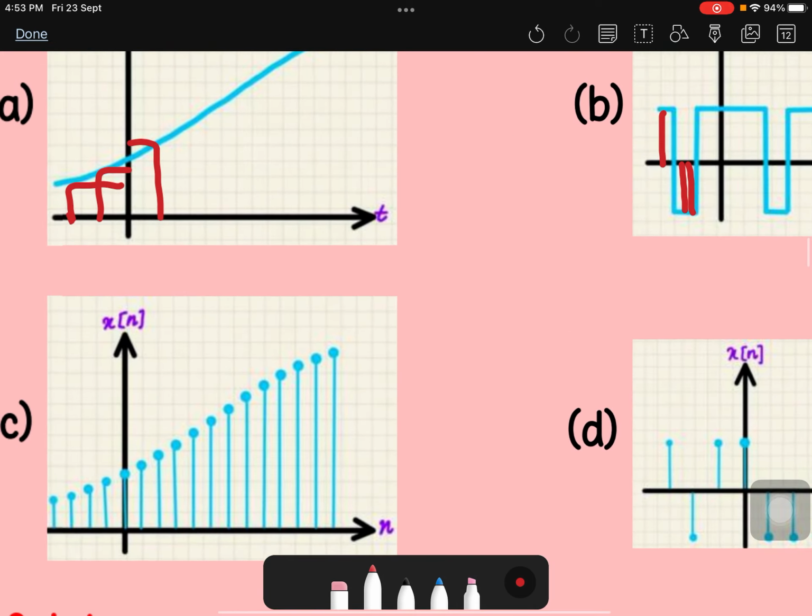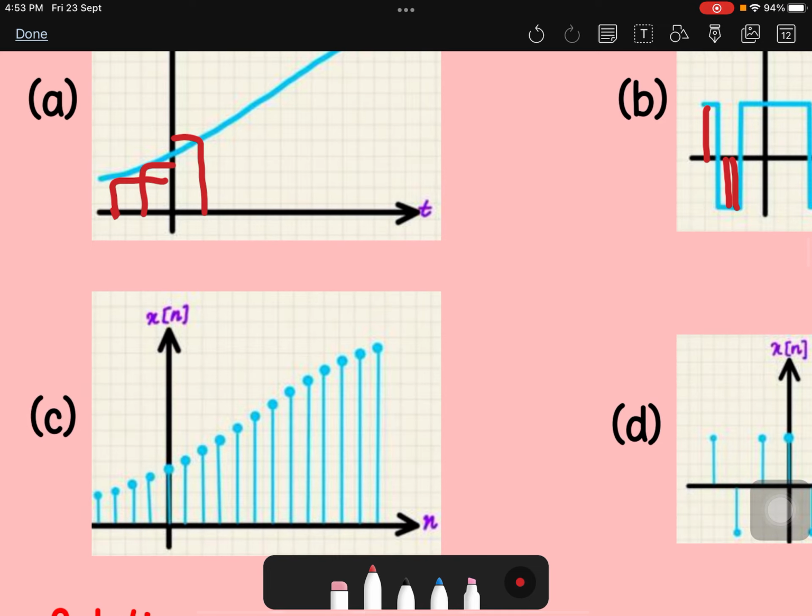And if you look here at figure C, the amplitude is only available at specific points of time. For example, at this time, this is the amplitude of the signal. But at this other time, there is no amplitude because there is no small blue circle. So it only has an amplitude at specific points of time. Therefore, this is a discrete time signal.